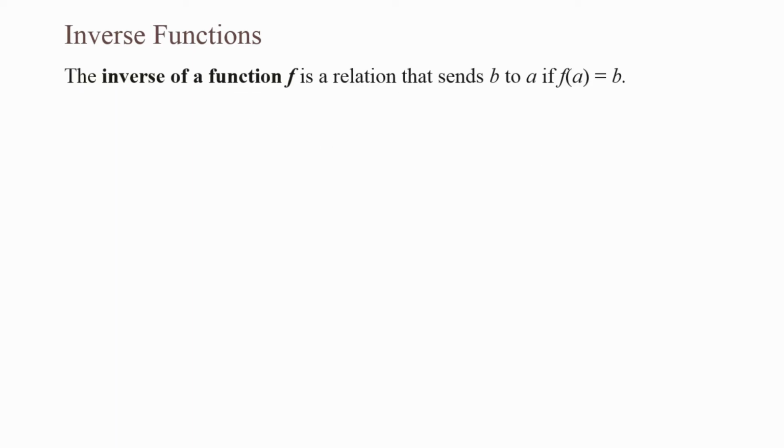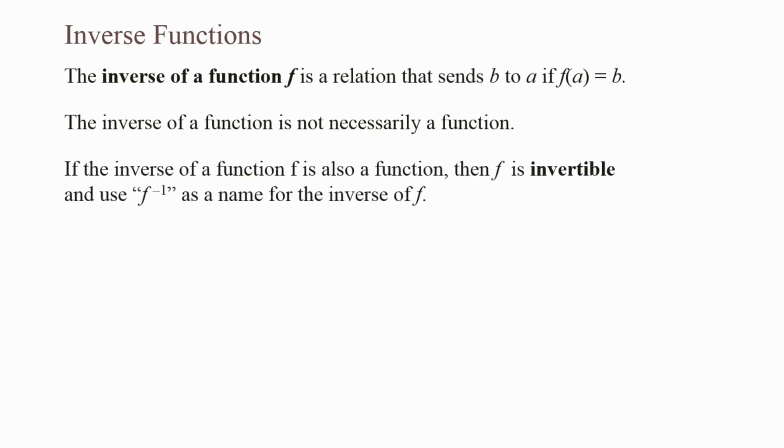The inverse of a function f is a relation that sends b to a if f of a equals b. The inverse of a function is not necessarily a function. If the inverse of a function f is also a function, then f is invertible, and we use f inverse as the name for the inverse of f. We say that f inverse is the inverse function of f.